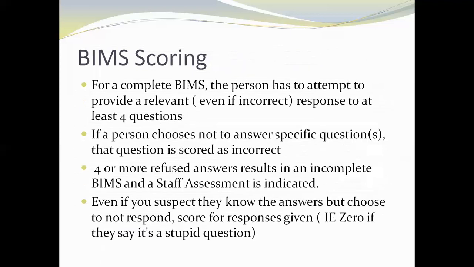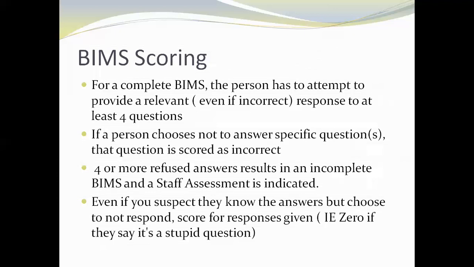For a complete BIMS to have been done, the person has to attempt to provide a relevant, even if incorrect, answer to at least 4 questions. If a person chooses not to answer a specific question, that question is scored as incorrect. 4 or more refused answers result in an incomplete BIMS and a staff assessment is indicated. And even if you suspect that they know the answers but choose not to respond, score for the responses given.